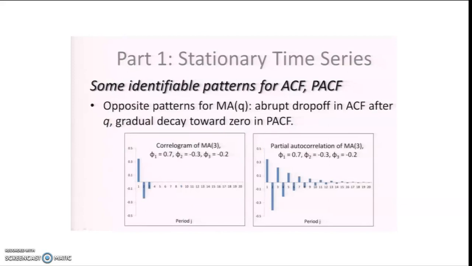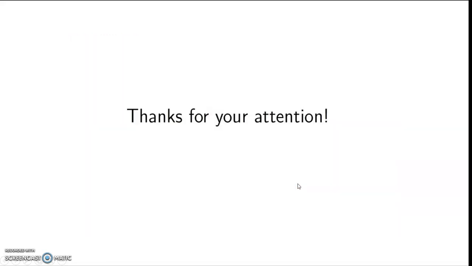This is for the MA3 process, and this is the opposite pattern for MA of order q. There is an abrupt drop off in the ACF after q, and there is a gradual decay towards 0 in the partial autocorrelation function. So in case of this correlogram, there is a sudden drop off or cut off, but in case of the partial autocorrelation of moving average of order 3, there is a gradual decay towards 0 in the partial autocorrelation function.